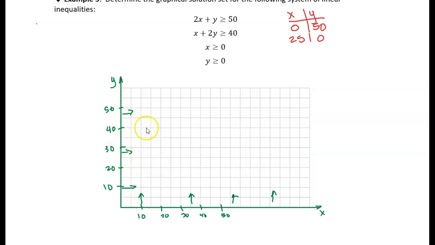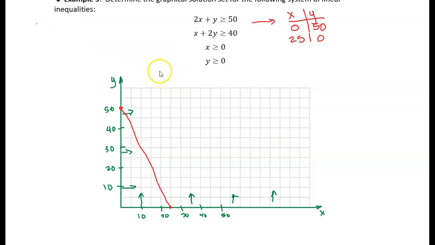All right, so let's graph that line. We know 0, 50 is on the line right there, and 25, 0 is here, and I'm just going to connect it. This is a greater than or equal to, so the points on the line are included, so I'm going to graph it as a solid line. All right, so that takes care of the first inequality, so that's that one.